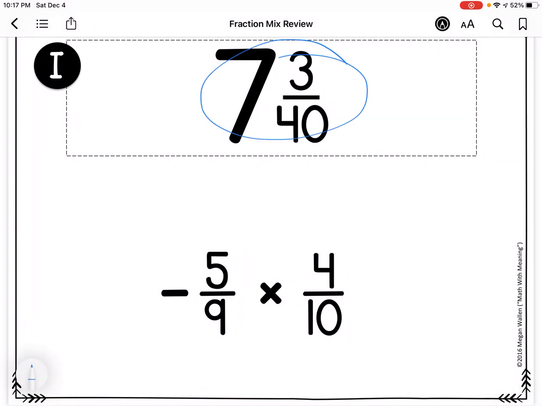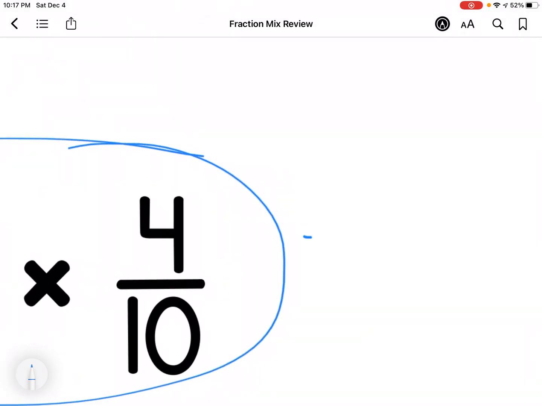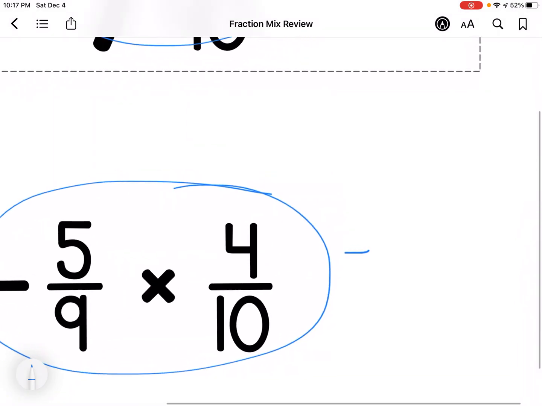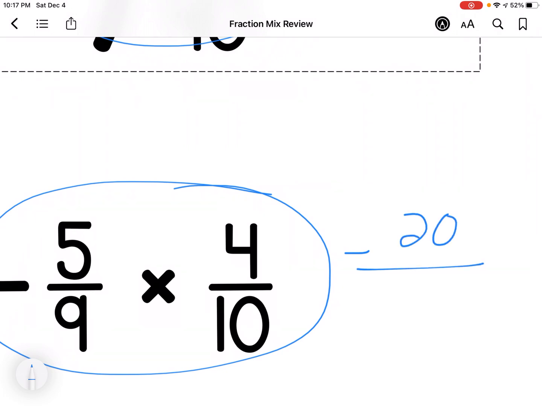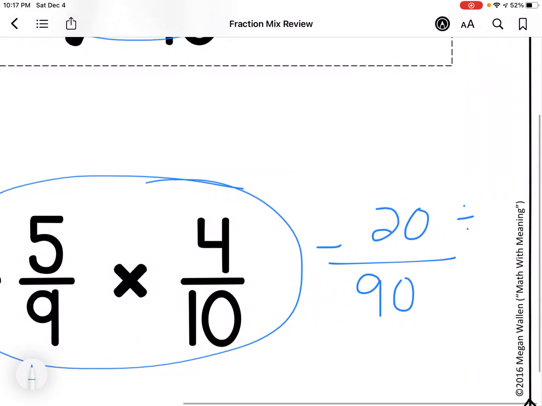All right, so my signs are different, but I'm multiplying. So I know my answer is going to be negative. 5 times 4 is 20. 9 times 10 is 90. Okay, I know that I can simplify that by dividing the numerator and the denominator by 10. So I get negative 2/9.